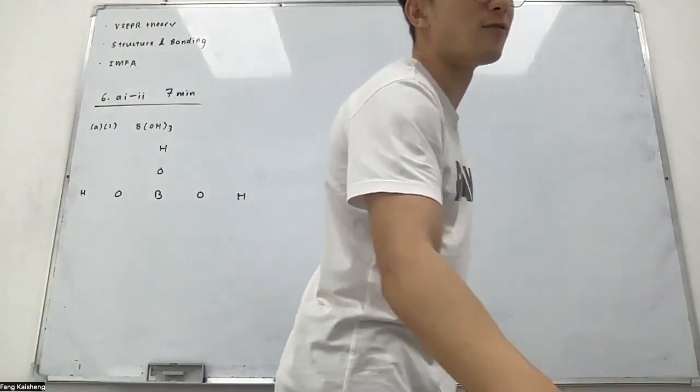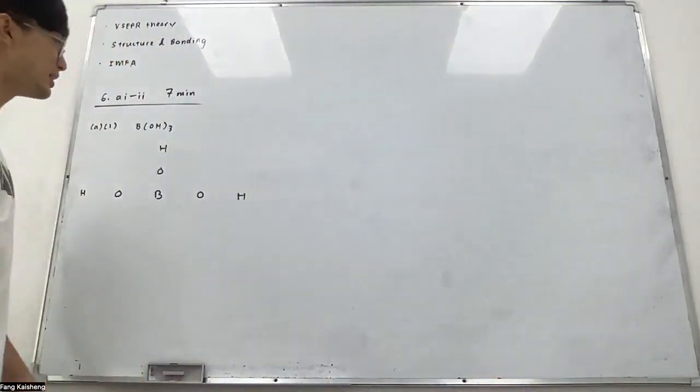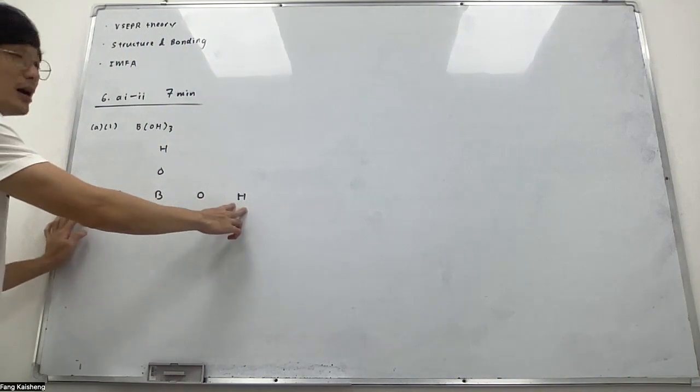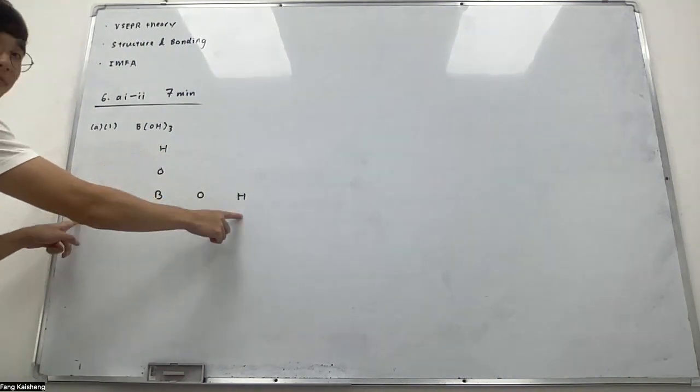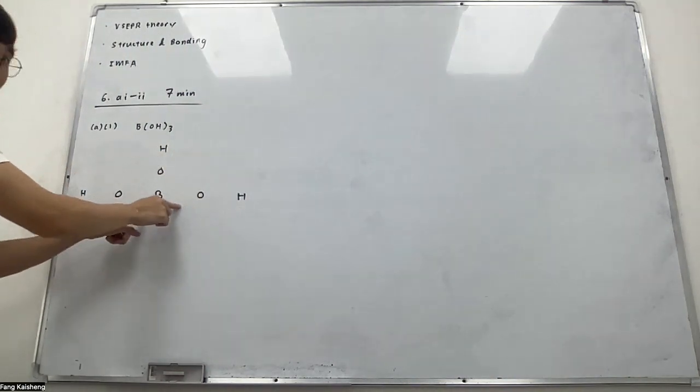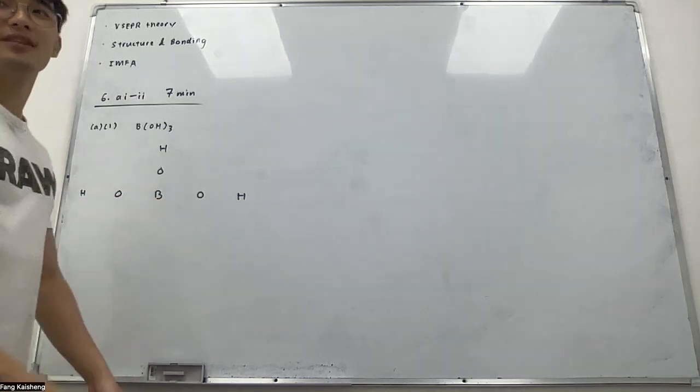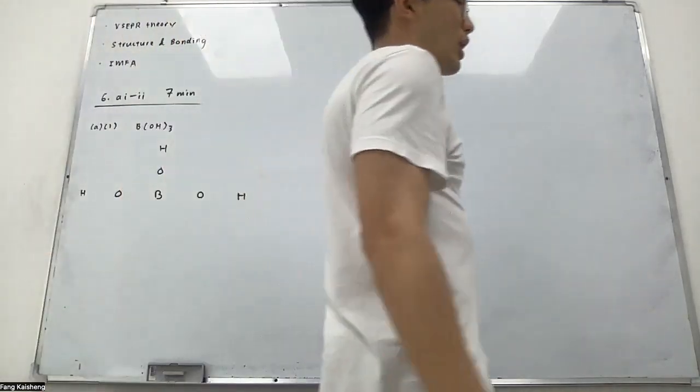Okay, I suggest you start from the outside, the very outside first. So you start off with the outermost atoms, which is hydrogen, and then you link inwards. Okay? Because hydrogen is the easiest to draw, everyone knows that.